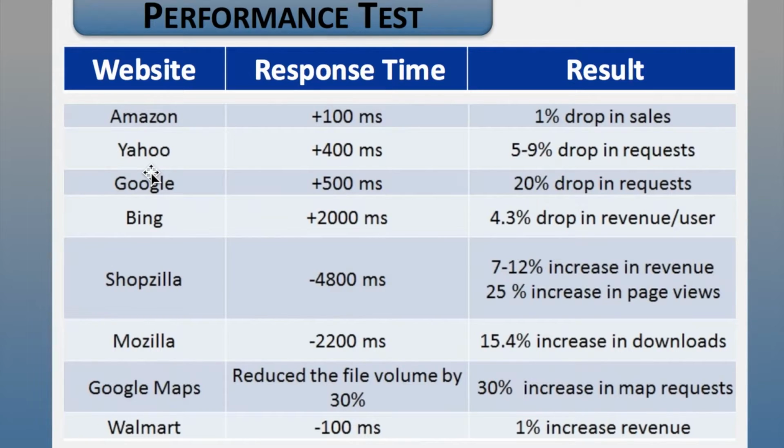Similarly for Bing, Shopzilla, Mozilla, it has been seen that if the response time is changed in the negative sense, that is minus 4800 milliseconds, Shopzilla starts behaving fast, or Mozilla starts working fast, minus 2200 milliseconds, there's an increase in downloads and an increase in page views. Google Maps reduced the file volume size by 30%, and there was an increase in map requests by 30%. Walmart decreased its time by 100 milliseconds, and there was a 1% increase in revenue.